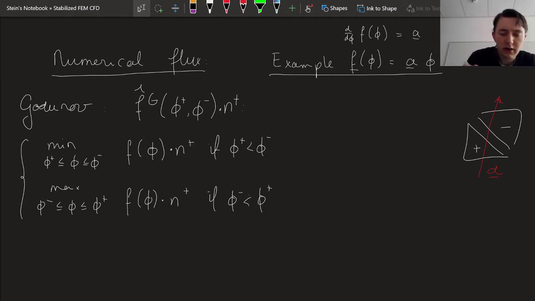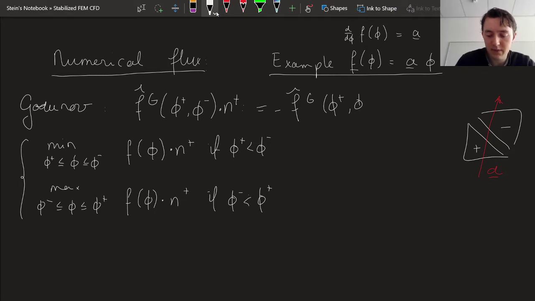And again, just to reiterate this, of course, the one evaluated on the negative side is then simply defined to be minus of f hat g dot n minus, right? So it's going to be defined to be equal and opposite. So that's going to already bake in this conservativity, right? That the jump is equal to 0.